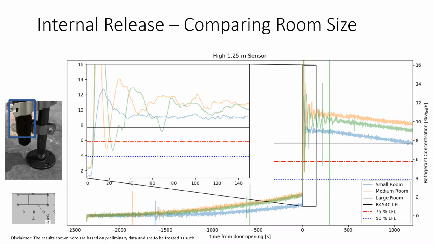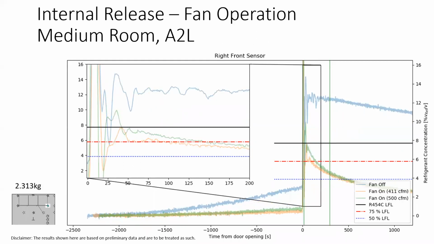This sensor, just like we had looked at before, is 1.25 meters in front of the unit. And once again, we see a very similar profile for the release. The values here are slightly lower than the concentration values shown on the previous slides, and that is due to the fact that this specific sensor is 150 millimeters above the floor. If we had instead looked at the sensor at the same location that was only 50 millimeters above the floor, we would see the values being even closer to what was shown on the previous slide. So from these slides, we don't see a significant difference in concentration values when we scale the room with the charge. Going to the next slide, we're going to start to look at the effect of airflow.